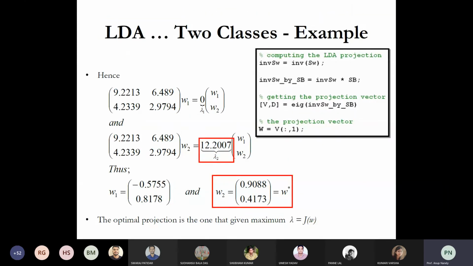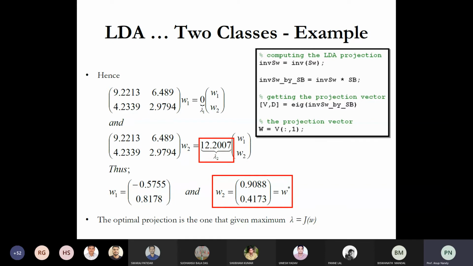So now, computing the LDA projection, you can simply take the inverse. In the exam, and in practice in your lab, you can simply use the inverse function, the inv function. Hence, you have W1 and W2, and W2 is equal to 12.0 times W1.